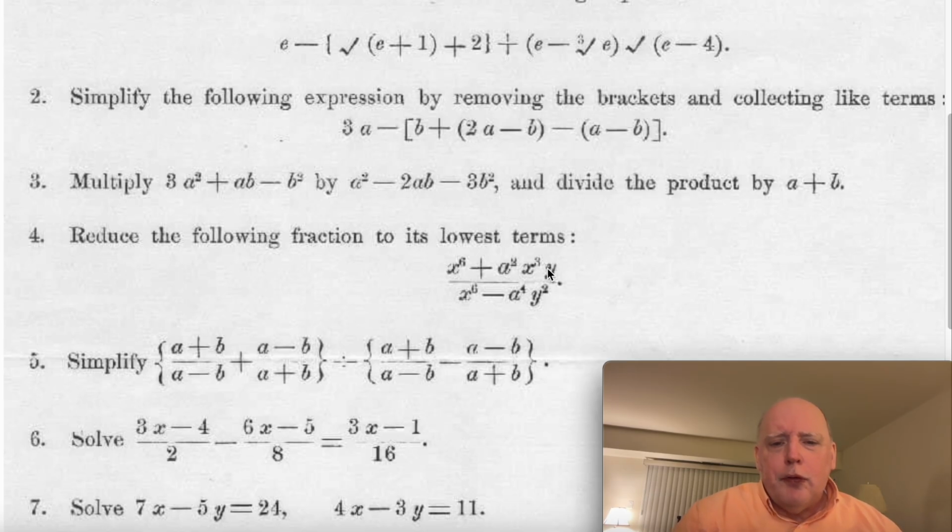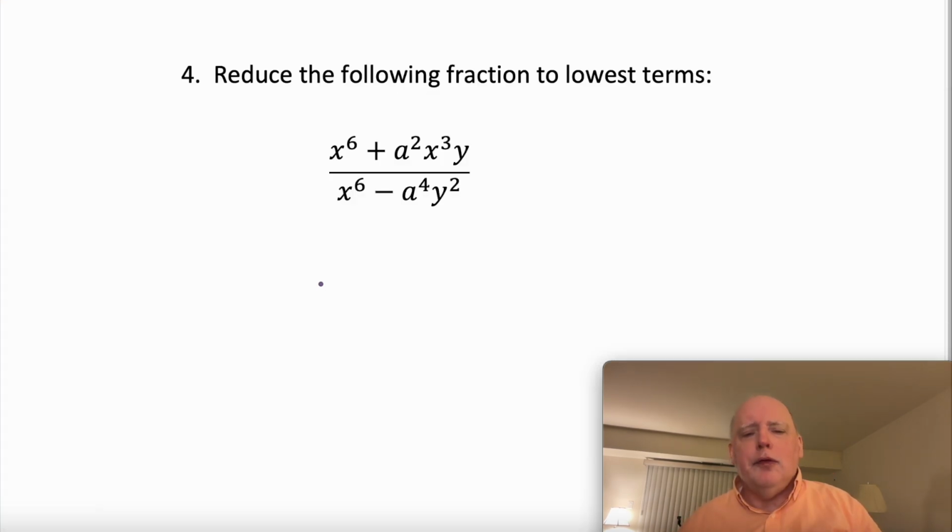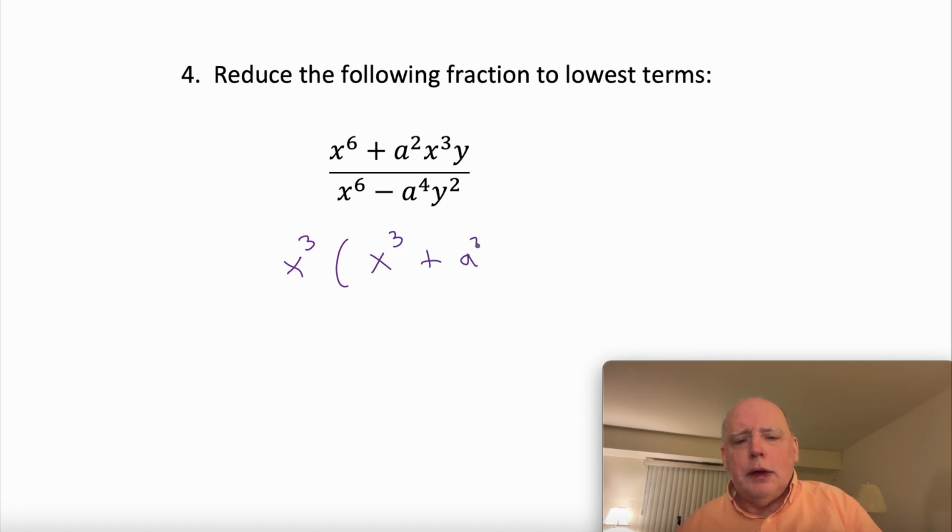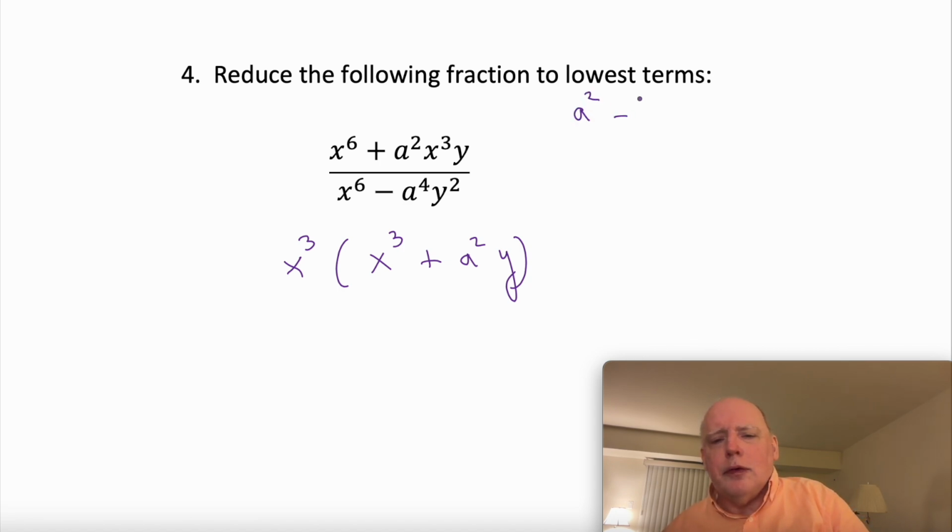So problem number 4, reduce this fraction to lowest terms. So let's take a look at it. Let's see if we can factor anything. In the numerator, there's a common factor of x cubed. So it's x cubed times x cubed plus a squared y. In the denominator, you can see that all these powers are even. So this is actually going to be the difference of 2 squares.